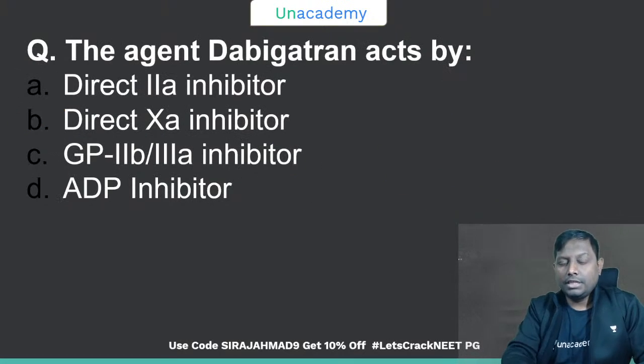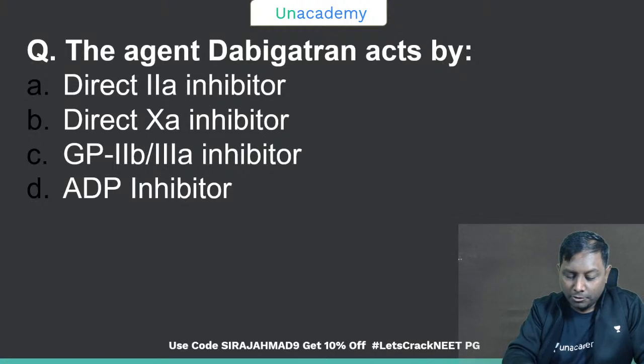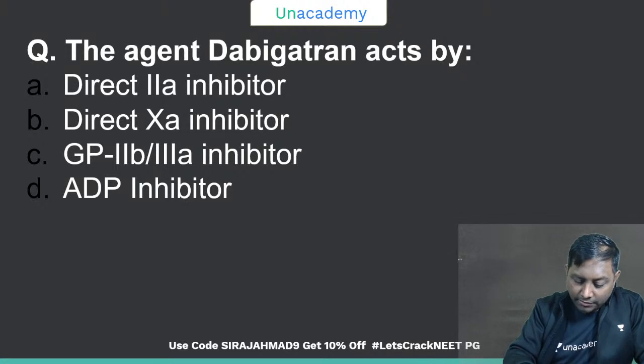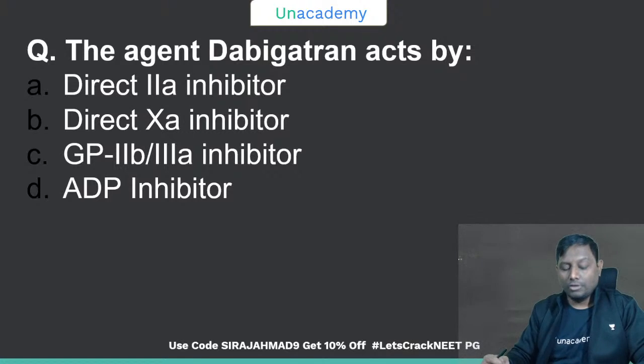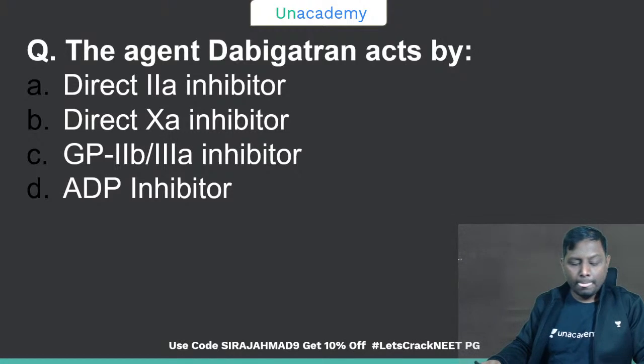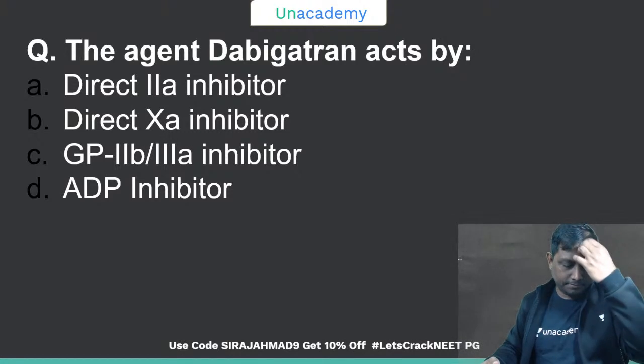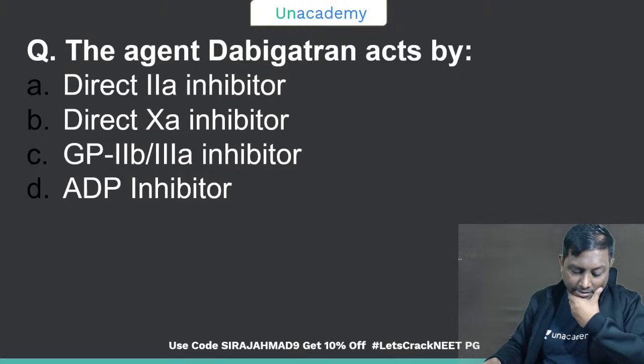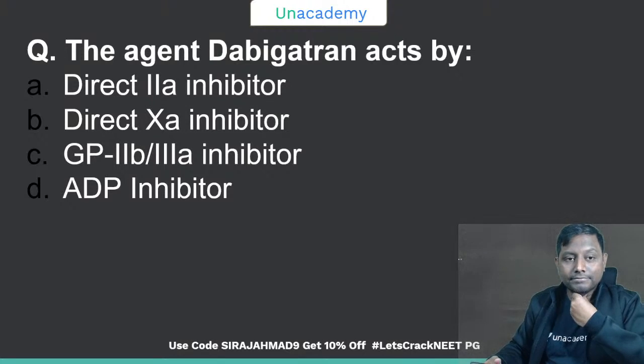Next, this agent dabigatran acts by, let us see how many of you guys can get this. The agent that we are having, dabigatran, all the students who are live right now, please provide your answer for dabigatran. Is it a direct 2A inhibitor? Is it a direct 10A inhibitor? GP2B3A inhibitor or ADP inhibitor? Not a very difficult one. I'm sure all of you guys can easily get this. Dabigatran, start your answers quickly.